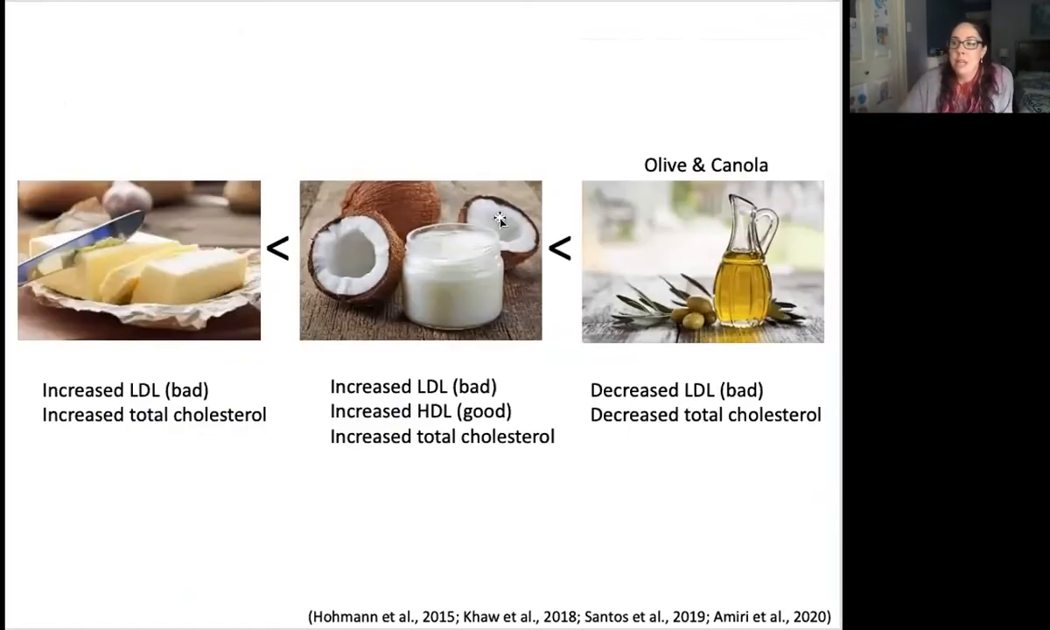So these are three really common forms of dietary fat, right? Saturated fat, butter, delicious. Coconut oil, also saturated, also delicious. Olive oil, canola oil, unsaturated, much less flavorful, still delicious. I went and looked at all the most recent research on these things, and this is what we know.